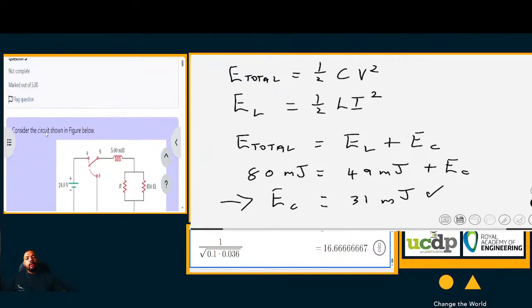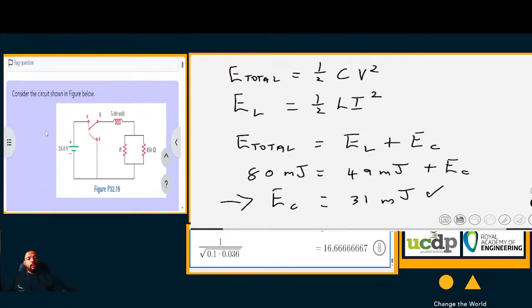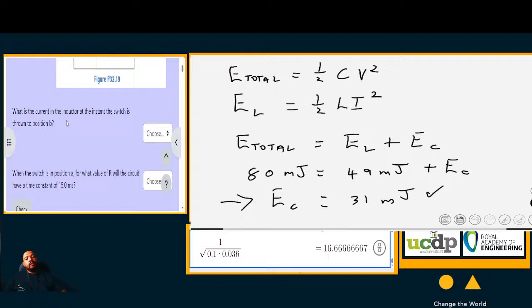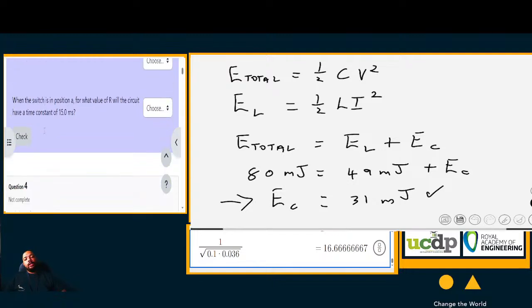Here we have a circuit. Okay, it has these various components. It has a voltage source, two switches, a point A and a point B. If it's at point A, the big circuit is closed. If it's at point B, the smaller circuit on the right end is closed. Okay, so they ask us, what is the current in the inductor at the instant the switch is thrown to position B?